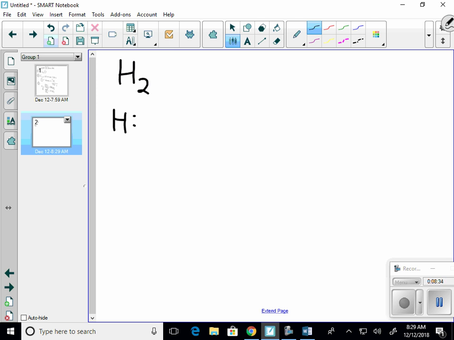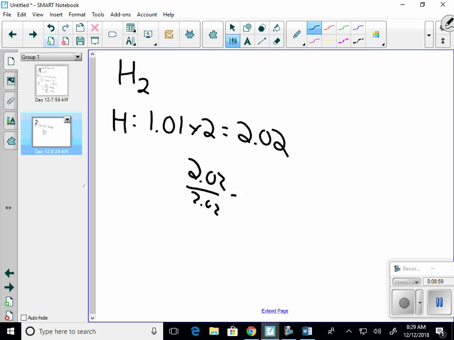This is kind of a silly problem, but we're going to do it anyways. If I look on the periodic table, hydrogen is 1.01, and in the formula, there's 2 of them. That gets me a mass of hydrogen of being 2.02. Hydrogen is the only element in hydrogen gas, so I guess 2.02 divided by 2.02. Again, this is silly because I've just mathematically proved that hydrogen gas is made up of 100% hydrogen. Yeah, it's an unusual problem, but I really just wanted to remind you of diatomics.